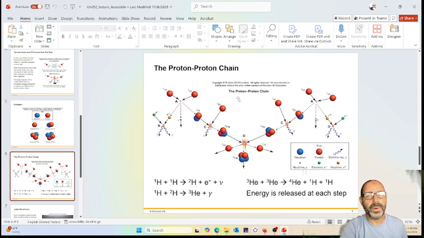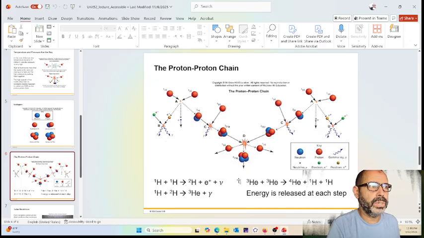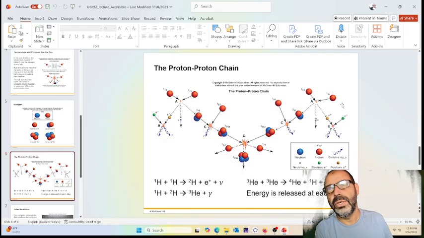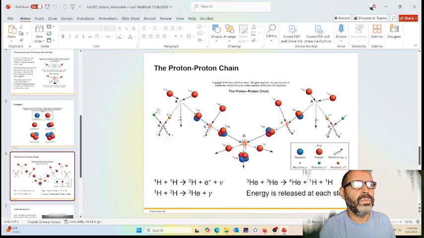Okay, this is the process. This is the proton-proton chain. It's like if you take a mirror and put it in here, everything that is happening on the left side is happening on the right side. So we're going to focus on the left side. On the left side, 2 protons moving super fast due to the high temperature inside the core of the sun get too close to one another. They fuse and produce the heavy hydrogen, deuterium.